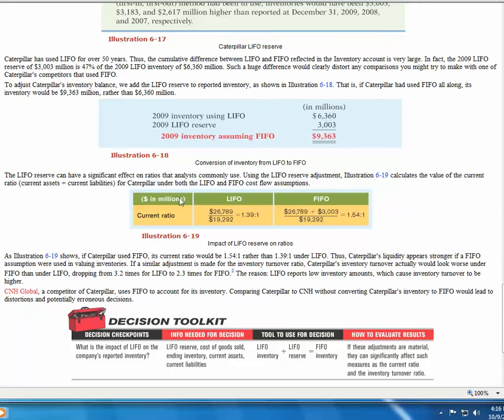The significance of that is when they're calculating ratios, and your authors here are using the current ratio as an example. Under the LIFO-based calculation, Caterpillar's current ratio is only 1.39 to 1, but when you add the LIFO reserve into the numerator, revaluing their inventory to a FIFO basis, it really boosts up the current ratio. So the reason for adding that LIFO reserve back in is primarily so that you can compare different companies by having them all restating their inventory, at least for the ratio calculations, onto the same level playing field.